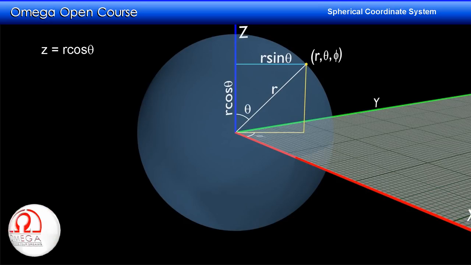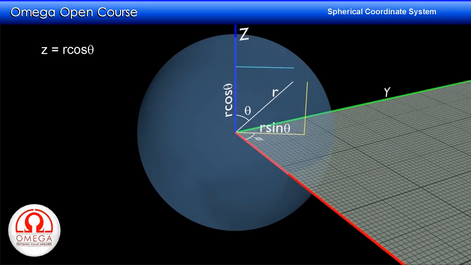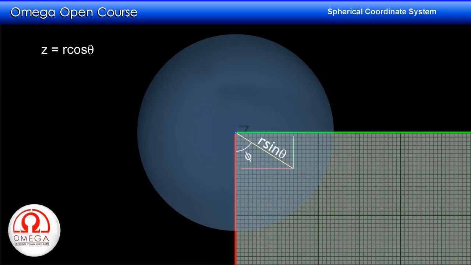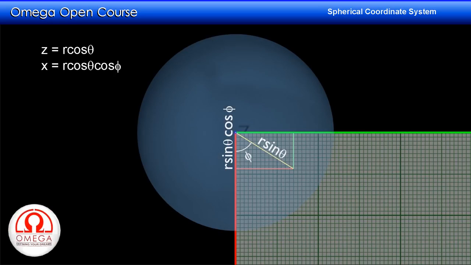Therefore, the length of the line from the origin to the foot of the perpendicular on xy plane too is r sin theta. Now let us draw perpendiculars from the foot to x and y axis. Since the line makes an angle phi with the x-axis, the distance of the foot of perpendicular on the x-axis is r sin theta cos phi. This is x-coordinate of the point in Cartesian system. Similarly, the y-coordinate of the point is r sin theta sin phi.